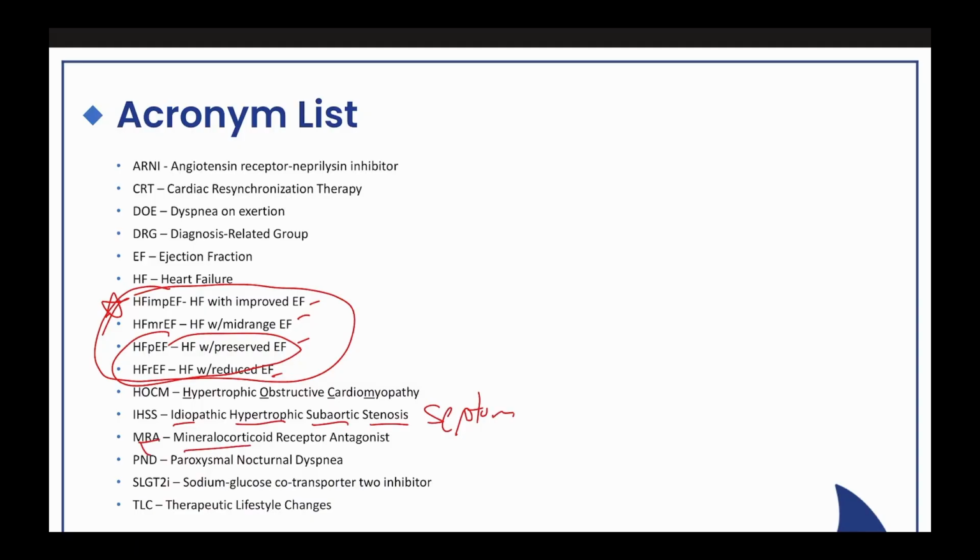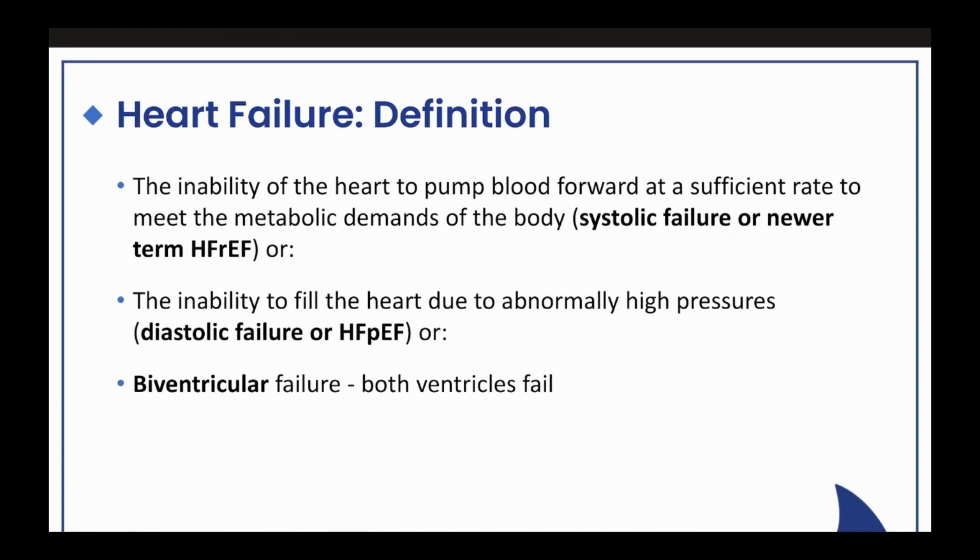MRA, mineralocorticoid receptor antagonist. So what kind of drugs are we dealing with? Classes of drugs? Mineralocorticoid. Aldosterone-related drugs. PND, paroxysmal nocturnal dyspnea. SGLT2i, or sodium glucose cotransporter 2 inhibitors, just a class of drugs you'll get with Dr. Wood, and then obviously lifestyle changes.